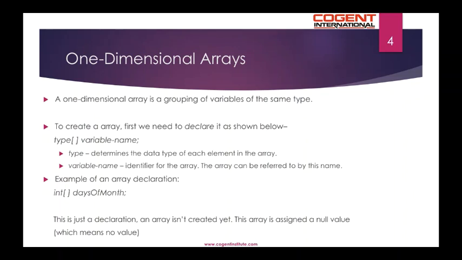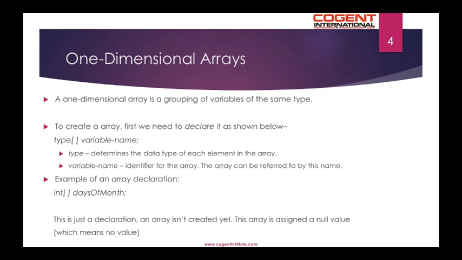To create an array, first we need to declare it as shown below. We start with the type, followed by an open square bracket and closed square bracket, followed by a white space, followed by the variable name. So the type indicates the data type of each element in the array. And variable name is the identifier for the array. The array can be referred to by this name. An example could be an int array, which has a variable name days of month. The square brackets are used to denote an array.